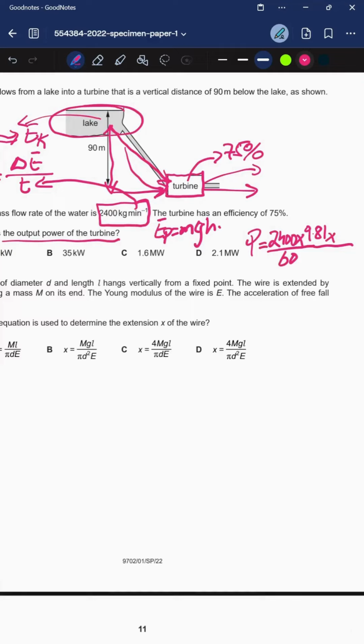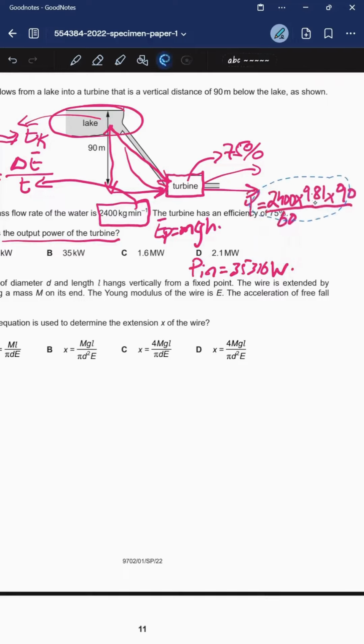So h represents the height by which the water is flowing, and the height is 90 meters. So we'll keep the height as 90 meters, and this will give us the total power input to the turbine. This comes out to be 2400 multiplied by 9.81 multiplied by 90 divided by 60 seconds, and we get the total power input as 35,316 watts, right? Remember, the unit of power is watt.